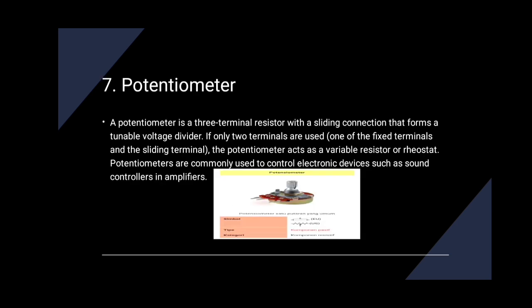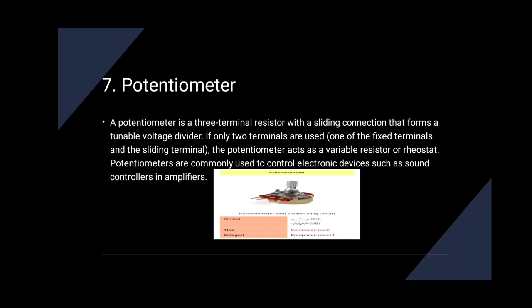Number 7. Potentiometer. A potentiometer is a three-terminal resistor with a sliding connection that forms a tunable voltage divider. If only two terminals are used, one of the fixed terminals and the sliding terminal, the potentiometer acts as a variable resistor or rheostat. Potentiometers are commonly used to control electronic devices such as sound controllers in amplifiers.